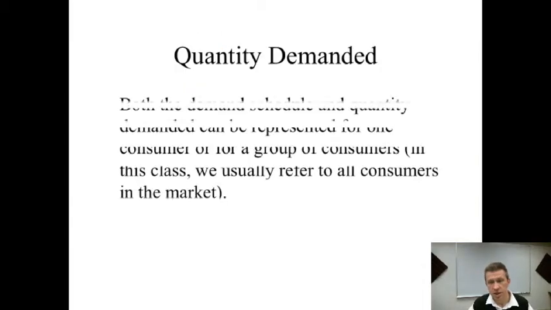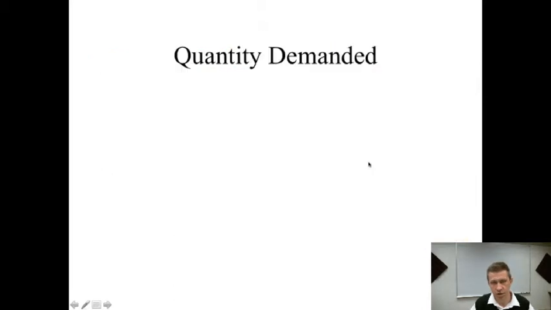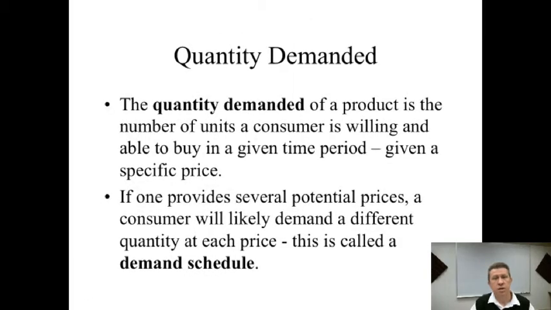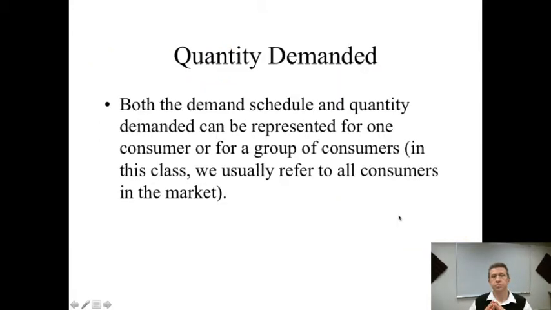So that's a demand schedule. At each one of these points is a quantity demanded. When we go back to the definition of quantity demanded, it's the number of units a consumer is willing and able to buy given a specific price. So at $3, the quantity demanded is 10. At $5, the quantity demanded is 6. You put that all together, it's a demand schedule. Both the demand schedule and the quantity demanded could be for one person, like what we just had for Helen.